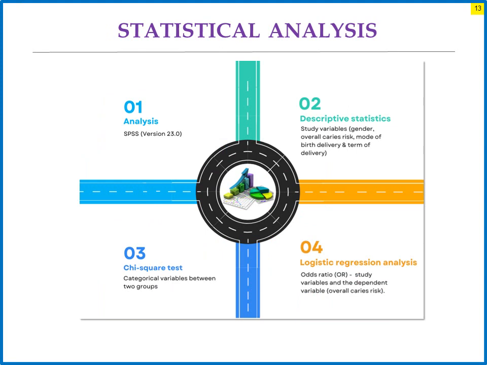In statistical analysis, all the analyses were performed using SPSS software. Descriptive statistics were performed for all the study variables, that is gender, overall caries risk, mode of delivery, and term of delivery. The chi-square test was used to compare the categorical variables between the two groups, that is ECC and non-ECC group. Bivariate and multivariate logistic regression analysis was employed to estimate the crude and adjusted odds ratio between the study variables and the dependent variable, that is the overall caries risk.